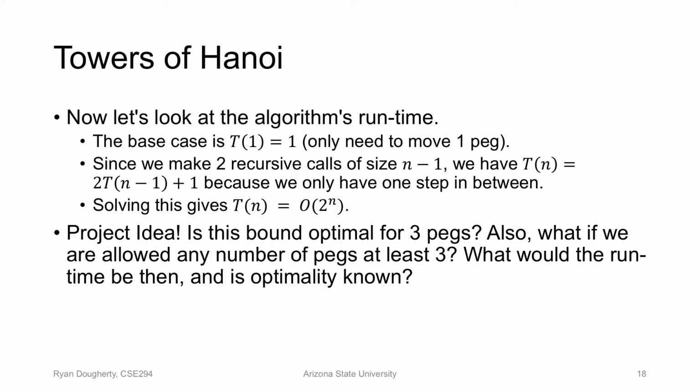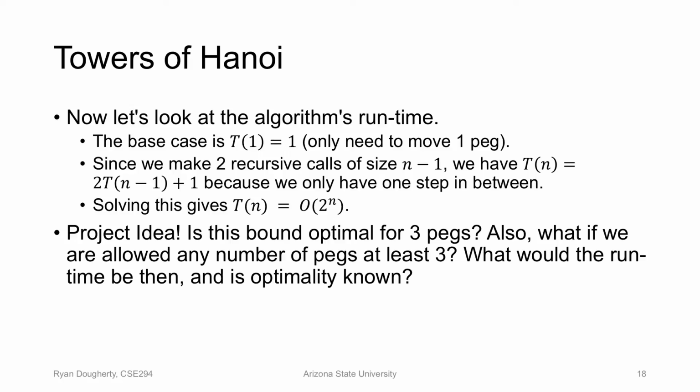So we were able to get 2 to the n runtime, obviously by just thinking about how the algorithm should work, just doing this recursive call twice. It's an interesting question. Is this an optimal bound for 3 pegs, right? We may have a smaller runtime by doing a better strategy, but it might be optimal, so it'd be a good thing to look at.